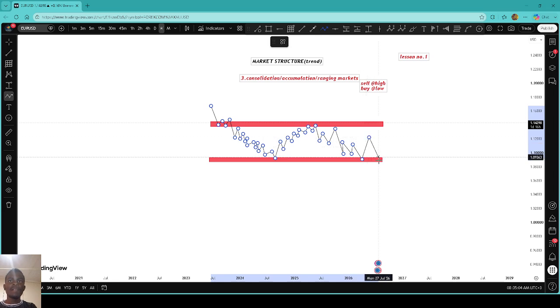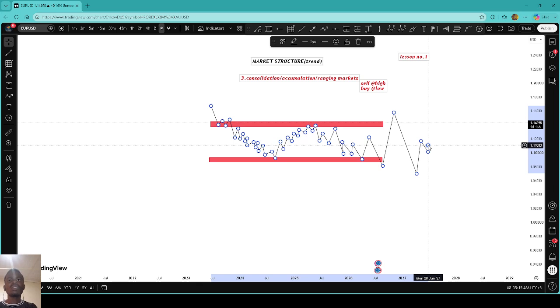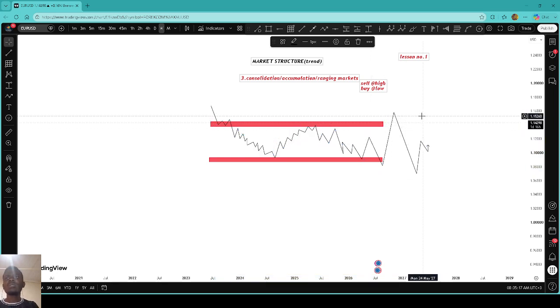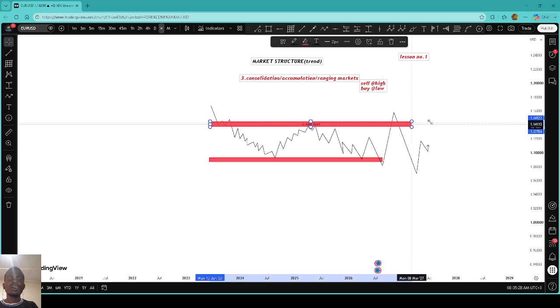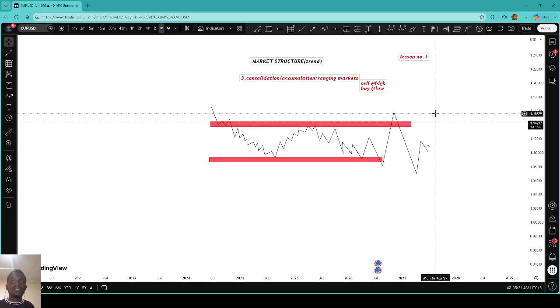So in that manner, price moves in this manner. But at the end of the day, it has created a high, a low, a high, a low, a high. Are we together? It has not created anything that you can say that now it's bearish or bullish. It's just consolidating. It's just accumulating.